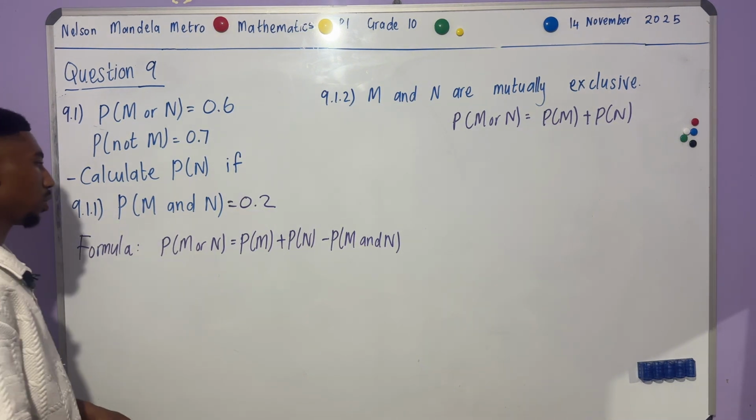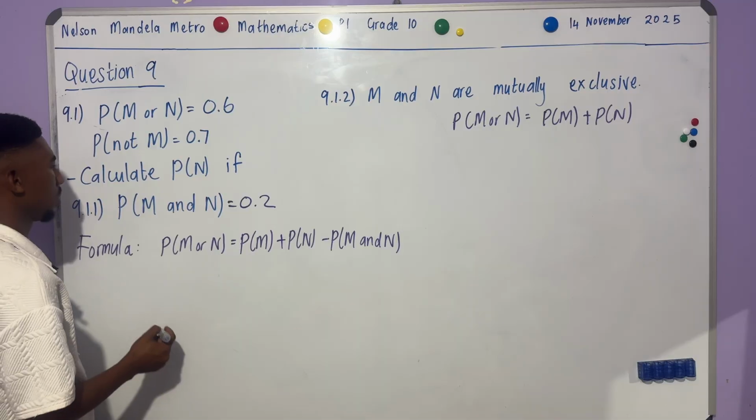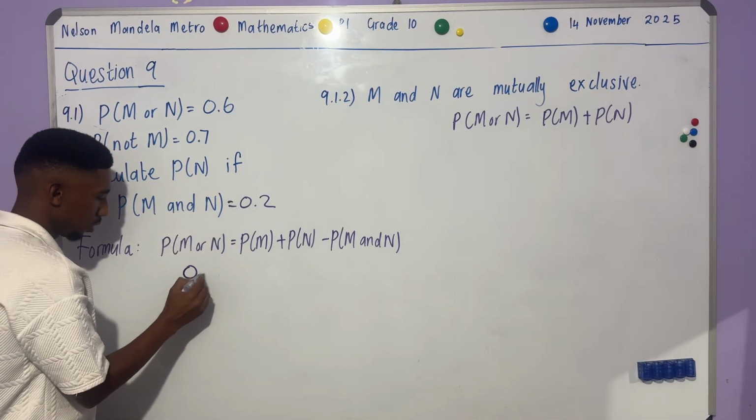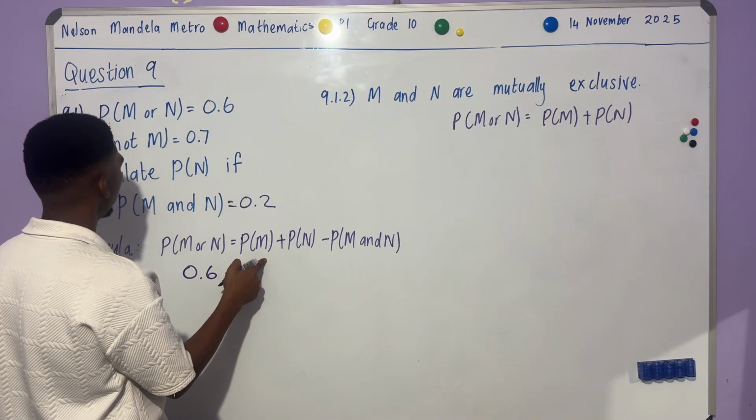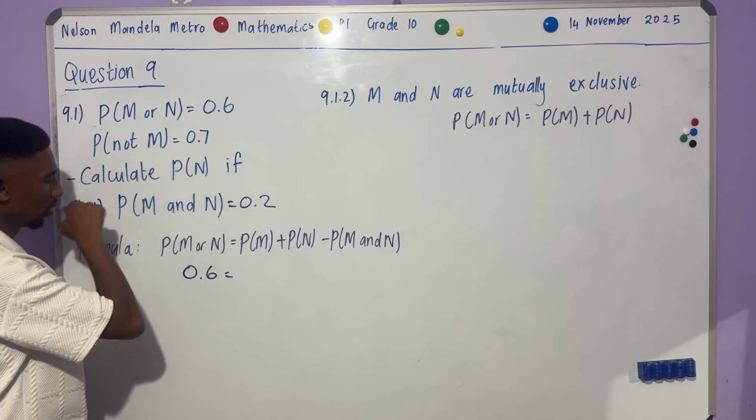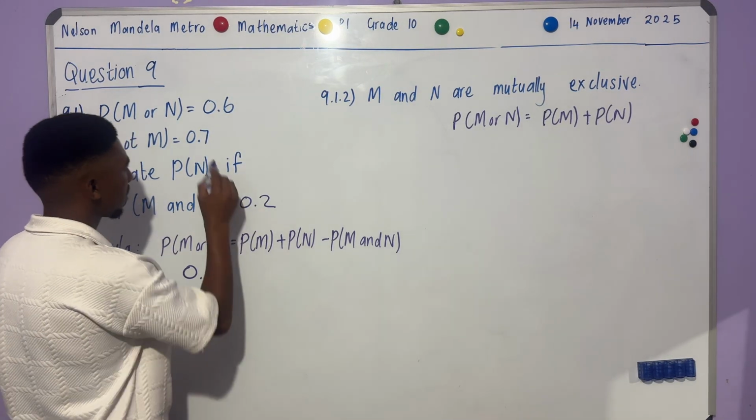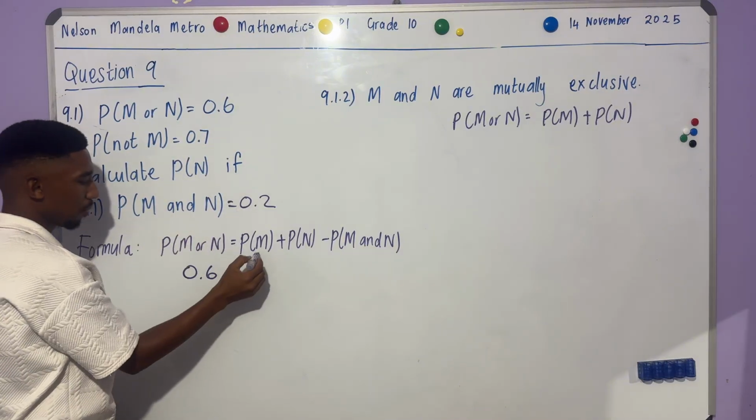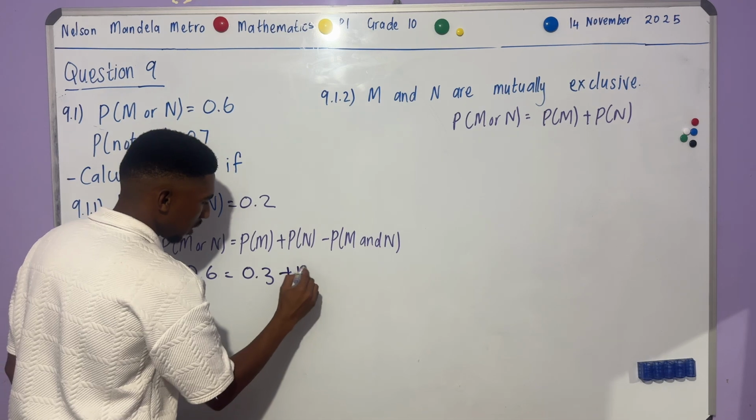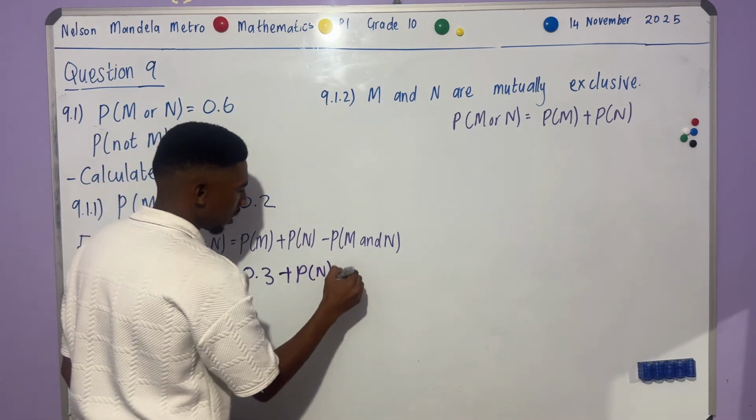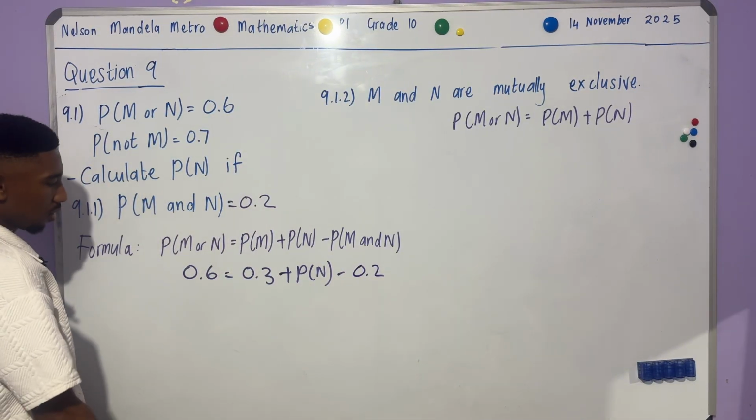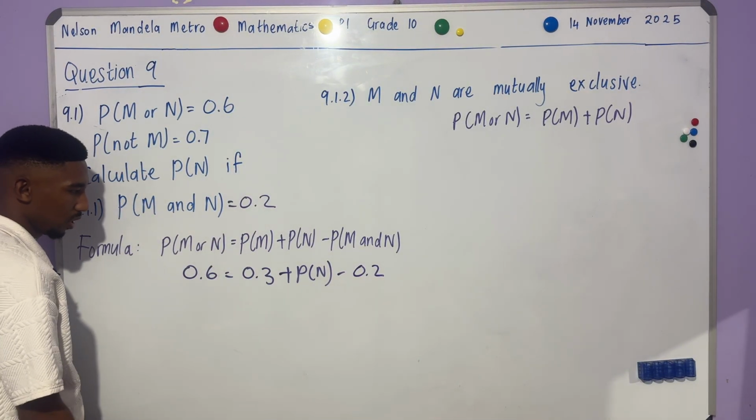So the question wants us to calculate P(N), and we have a lot of information. P(M or N), we have that, it is 0.6. P(M), do we have? If P(not M) is 0.7, then P(M) is 0.3. That is plus P(N), which is what we're looking for, and minus P(M and N), which is given to us as 0.2. Maths from here, people, maths from here.